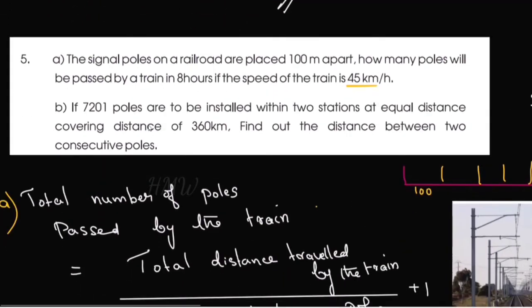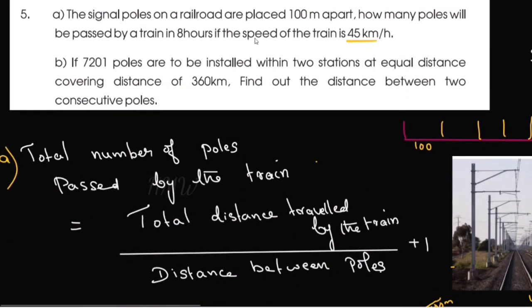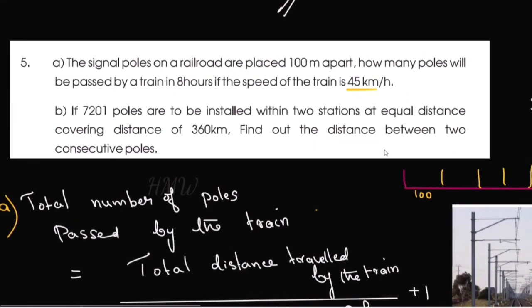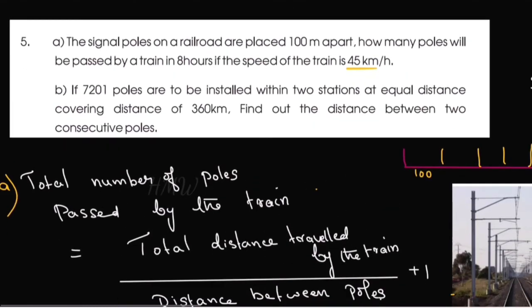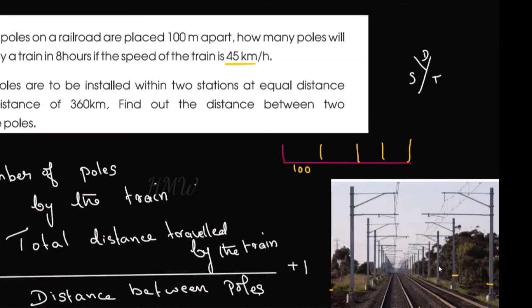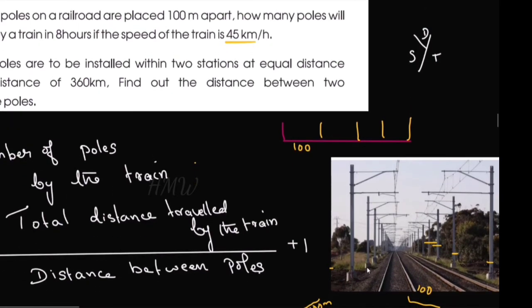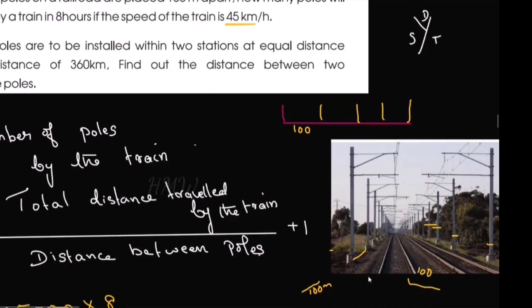Question number 5. The signal poles on a railroad are placed 100 meters apart. You would have seen the signal poles on a railroad, right? These are the signal poles. They are placed 100 meters apart. So the distance between these is 100 meters.